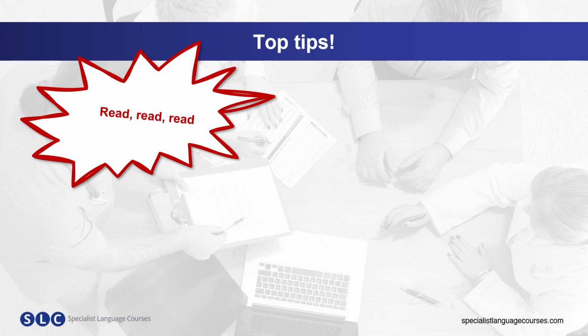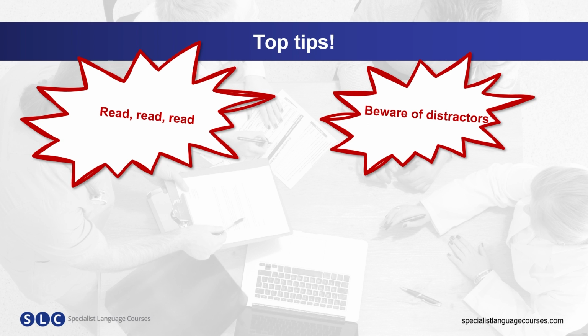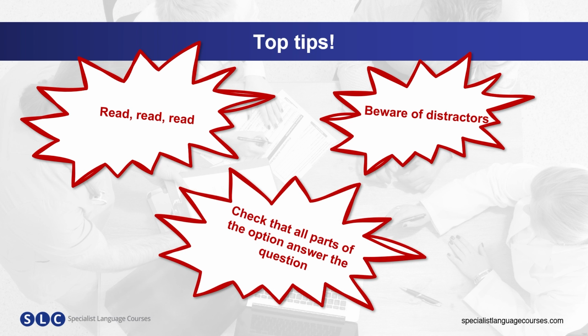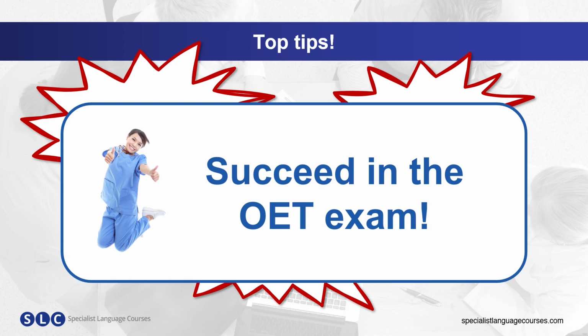Here are my top tips for Reading B. Read, read, read. Reading is a skill, so the only way to improve is with practice. Read a wide range of materials and don't just focus on practice papers. Beware of distractors. Often candidates choose the incorrect answer because even though it's mentioned, it doesn't answer the question. When you've decided, check that all parts of the answer option fit and succeed in the OET exam.